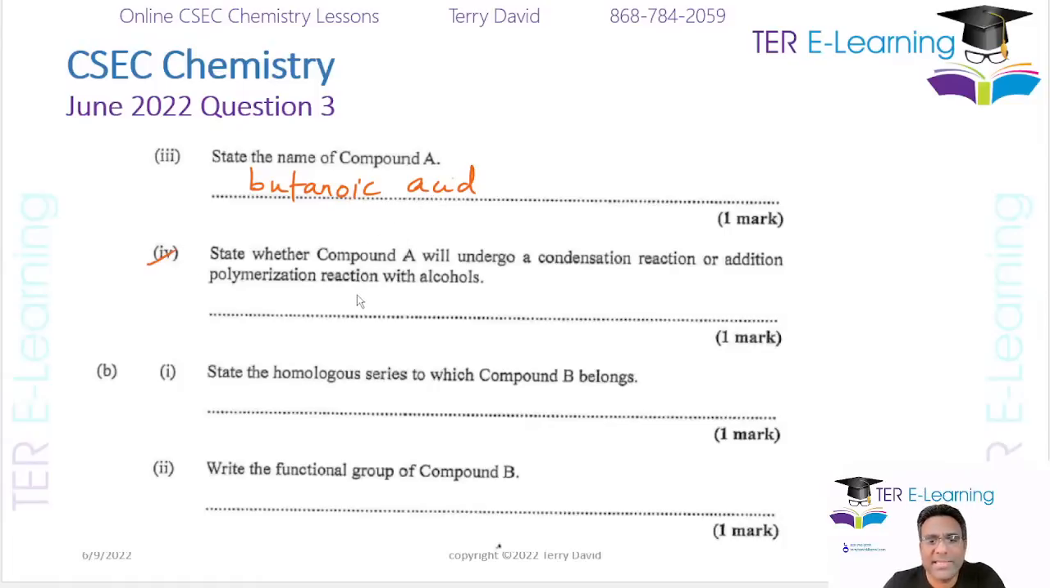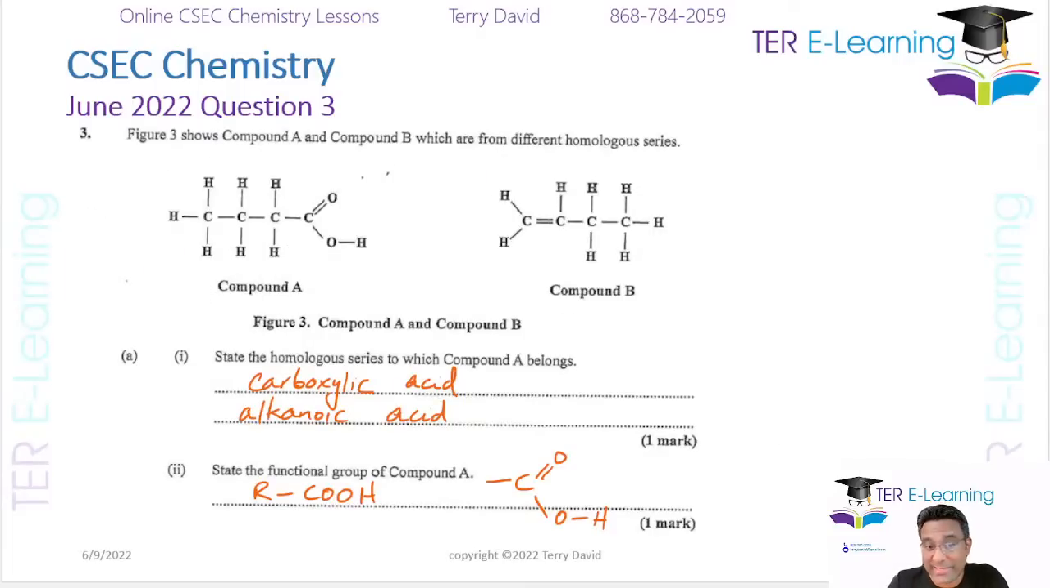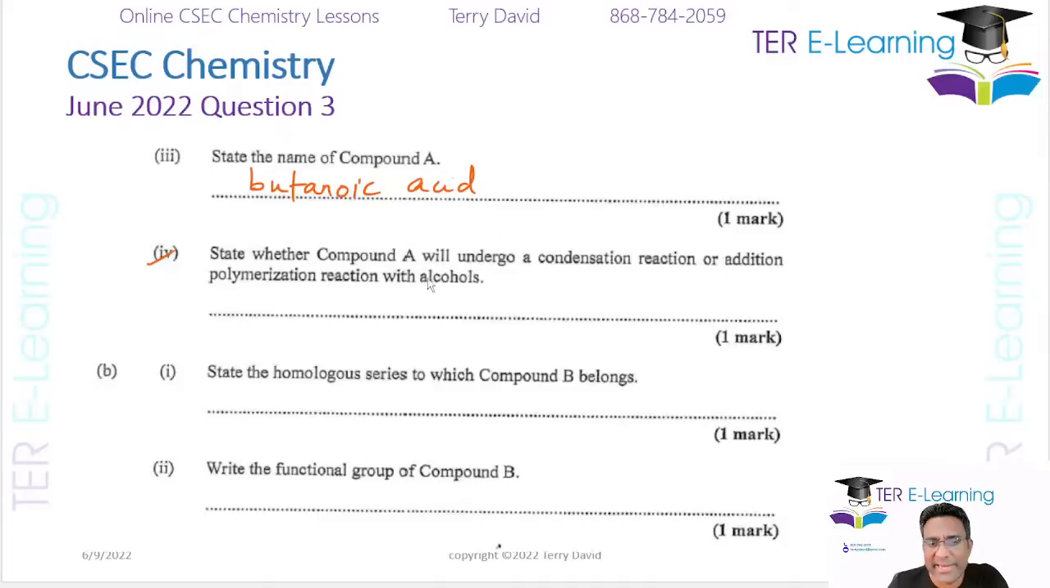Part 4, state whether compound A will undergo a condensation reaction or addition polymerization with alcohols. Right? So A is an acid. And the question, if you read it carefully, they said, state whether compound A will undergo a condensation reaction or an addition polymerization with alcohols, right?